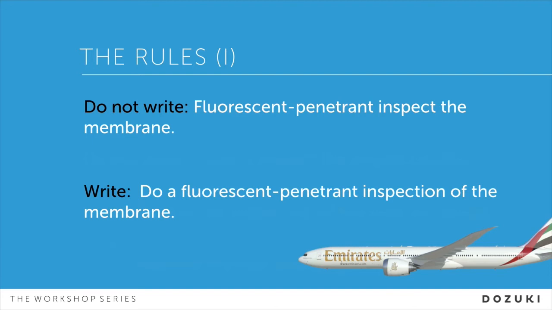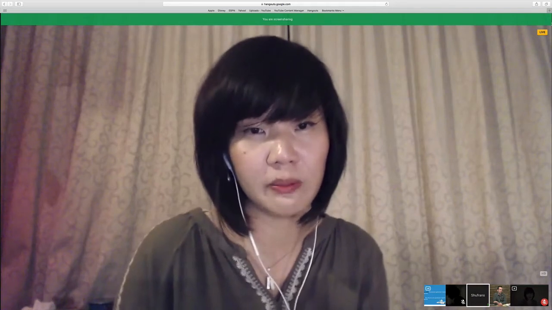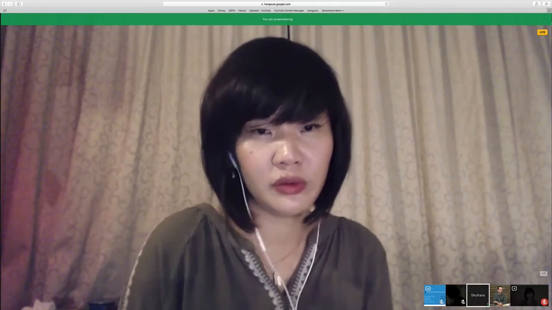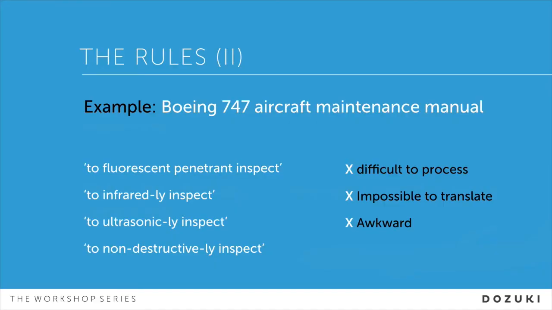And also, we are interested in consistency. So we could potentially still get away with fluorescent penetrant, but how about when we do an ultrasonic inspection or a non-destructive inspection? Would it be to fluorescent, to infraredly inspect, or to ultrasonically inspect? Very awkward. Non-destructively inspect, too weird.